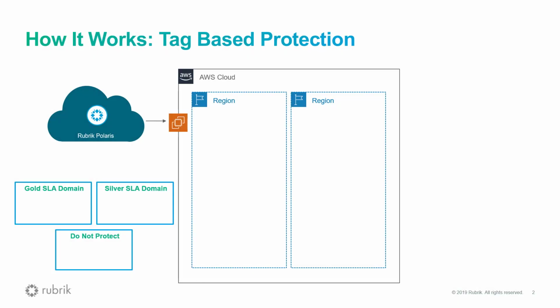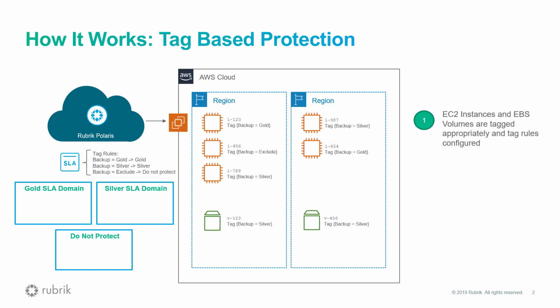So before we jump into the lab, let's take a look at how tag-based protection actually works. Tag-based protection uses something within Polaris called tag rules. And tag rules essentially map AWS resource tags to SLA domains within Rubrik Polaris. Now, tag rules are applied with the following workflow. First, tag rules are created. So when we create the tag rule, we essentially map AWS tags to SLA domains.